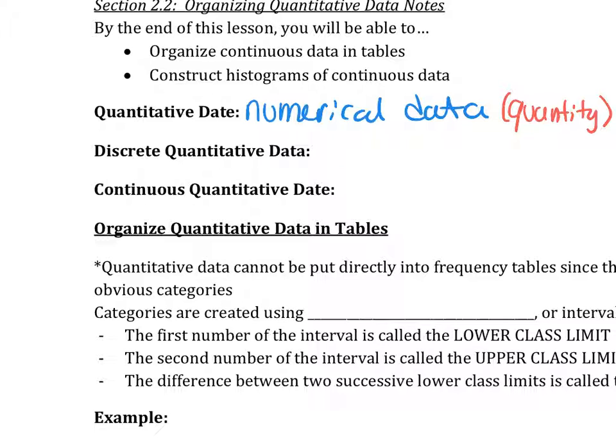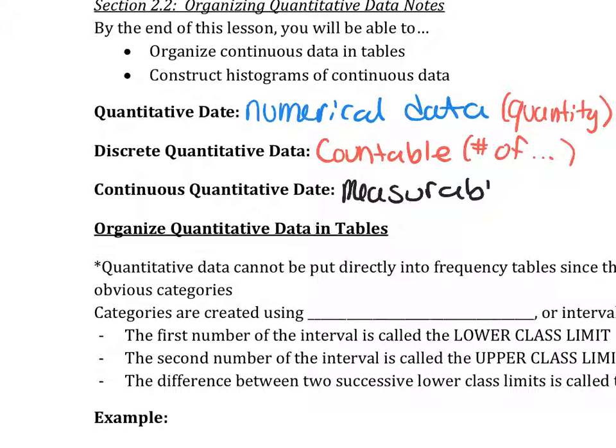Discrete is the countable, so like number of something. And then continuous quantitative data is the measurable data. So like height or weight or distance, time, anything that you measure.